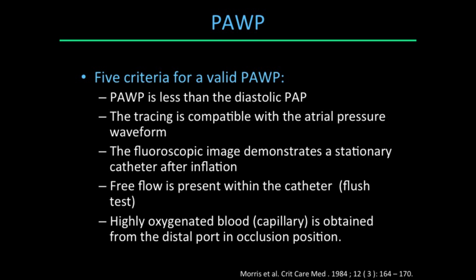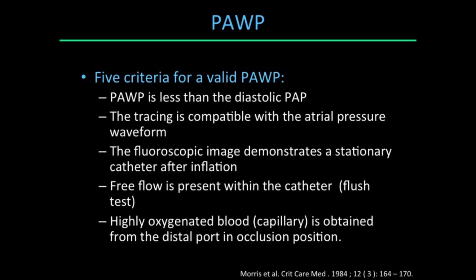There are 5 criteria, and these criteria are essential, and every time I do a cath, I'm sure that all these criteria are met. The wedge should be less than the diastolic pressure because you need to have a gradient. The tracing should reflect the A and the V wave. You need to see the catheter. You will see images in a minute.